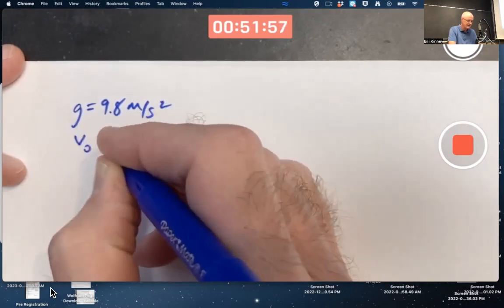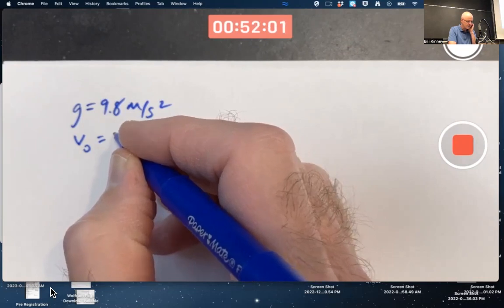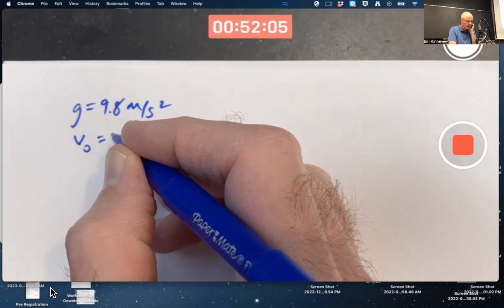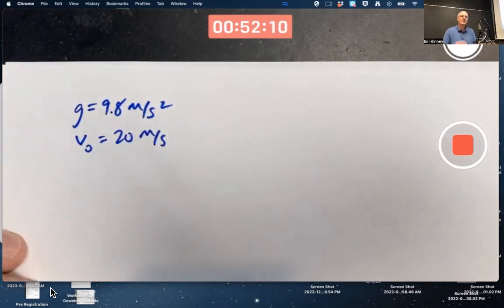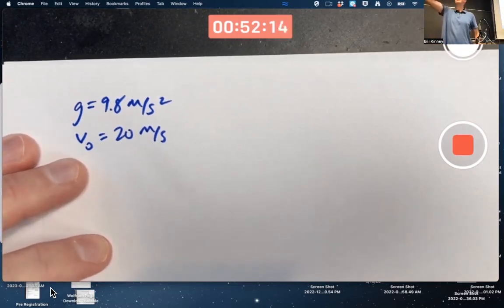Let's take the initial velocity to be, oh, I don't know, how fast can I throw it? Upwards, probably not as fast as sideways. I don't know, 20 meters per second. And if I'm standing and throw it upwards, I'm letting it go at a height of around 2 meters.